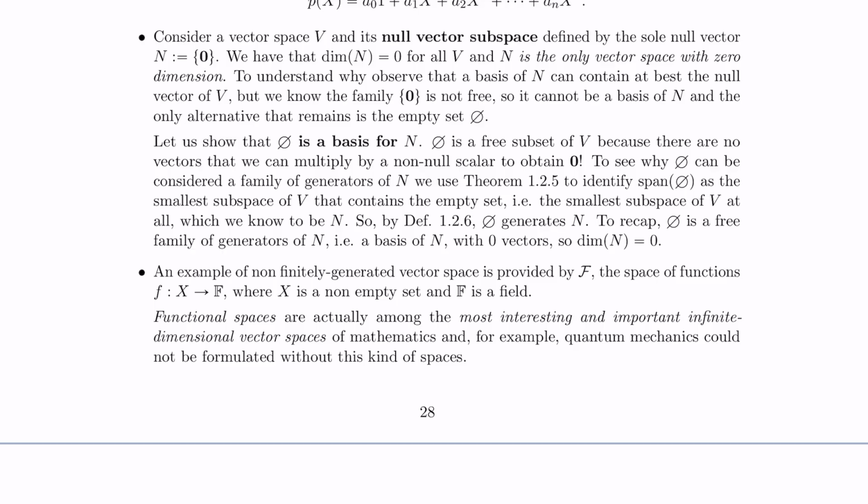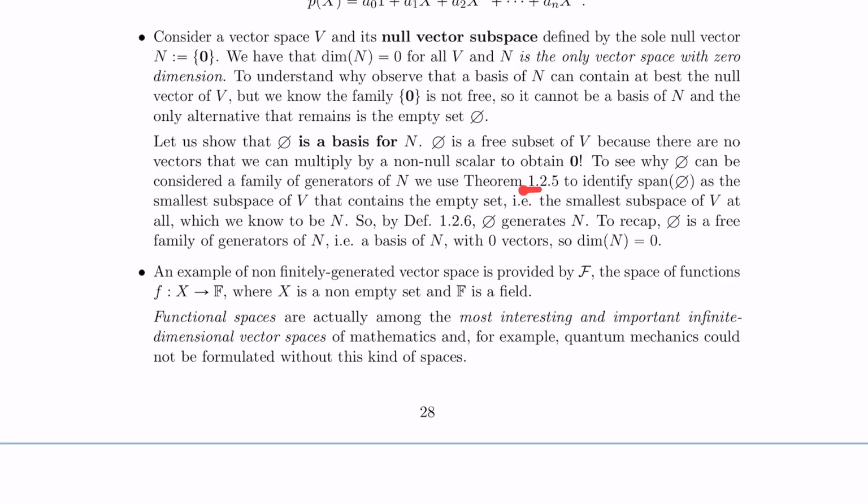Let's start by showing that the empty set is free. This is very easy because the empty set has no vectors, and so we cannot reconstruct the null vector of V by multiplying the elements of the empty set, which don't exist, by a non-null scalar. Instead, proving that the empty set is a family of generators for N is a little bit trickier.